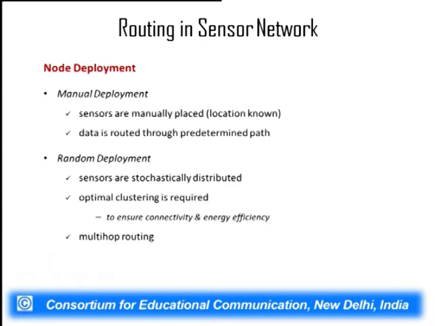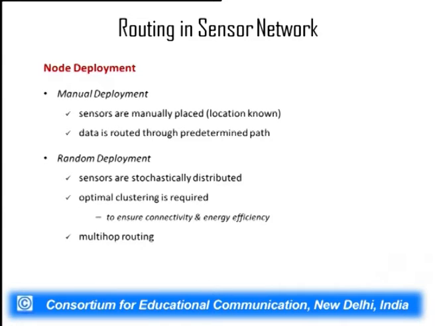Even the network administrators can decide which paths are optimally correct in terms of energy usage, or if we want our application to be delay resistant. So likewise, the paths can be predetermined accordingly if it is a manual deployment of a sensor network. Now, what if the deployment is random?